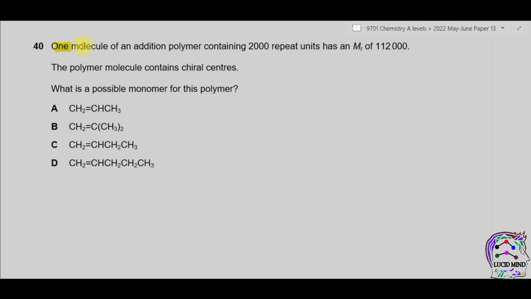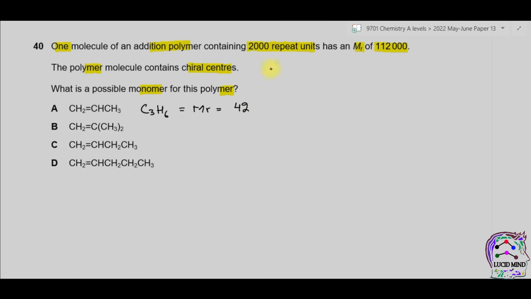Question 40. One molecule of an addition polymer containing 2000 repeat units has a molecular mass of 112,000. The polymer molecule contains chiral centers. What is possible monomer for this polymer? Okay, now remember that these are the monomers, and in polymer the number of atoms does not change. Only the double bond is converted into single bond. So number of atoms in this one is, we have 3 carbons, we have 6 hydrogens. So we can find out the molecular mass for this one. 12, 3 is 36, 36 plus 6 is 42.